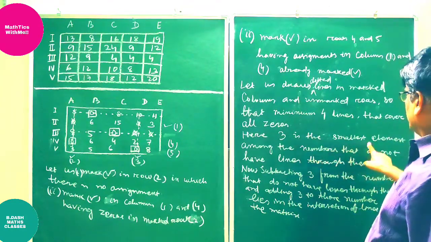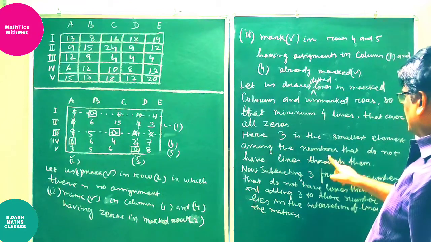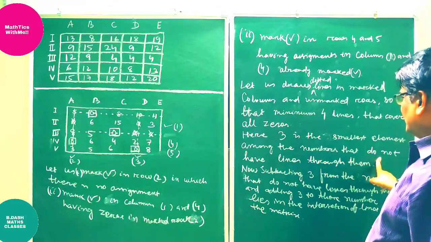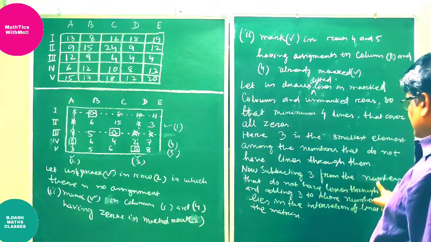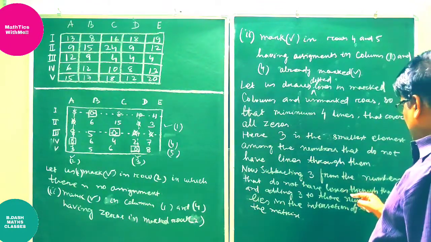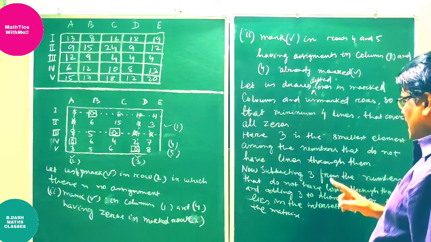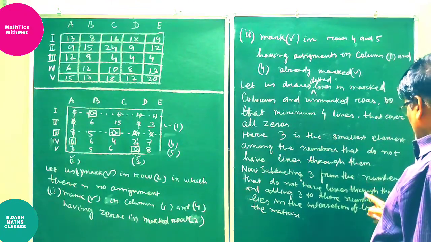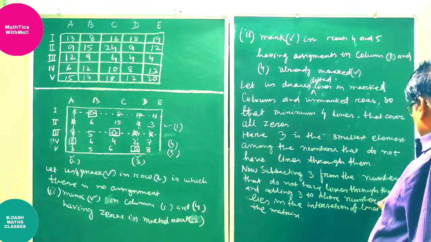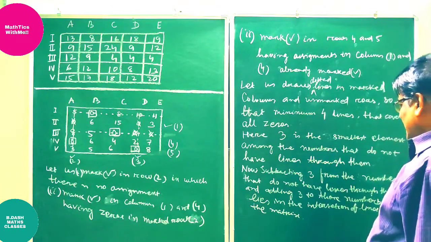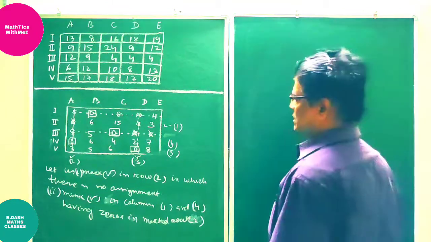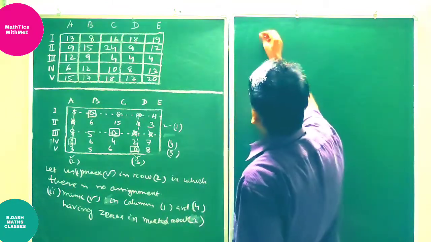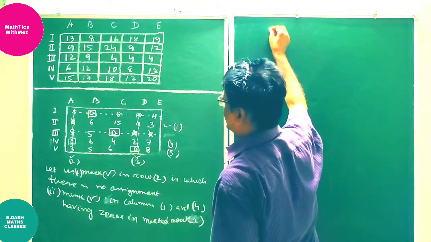Here 3 is the smallest element among the numbers that do not have lines through them. Now subtracting 3 from the numbers that do not have lines through them and adding 3 to those numbers that lie in the intersection of our lines, so we get the matrix.